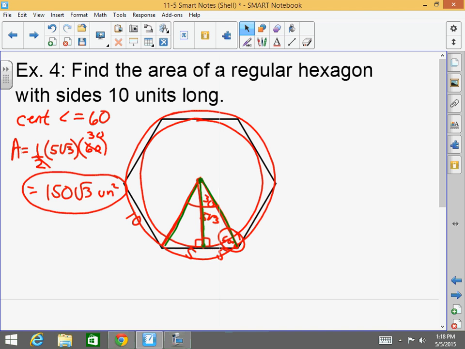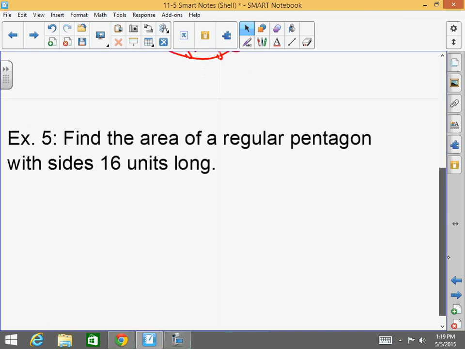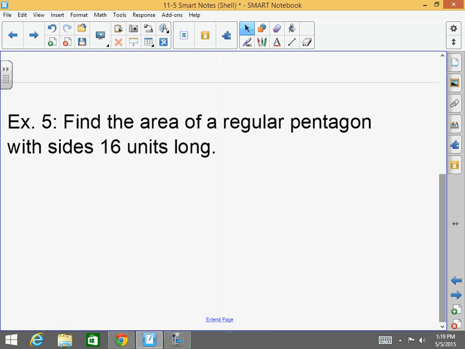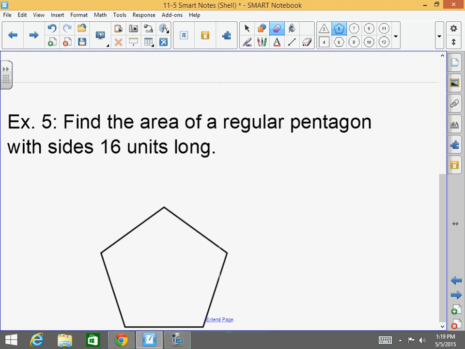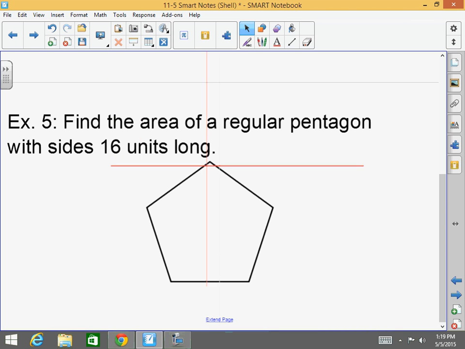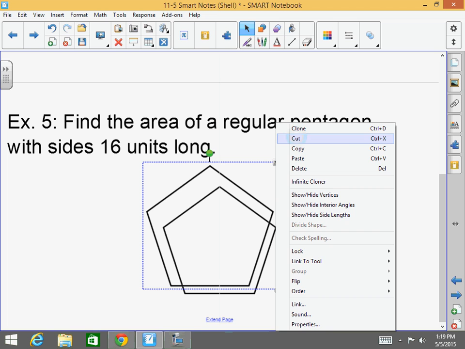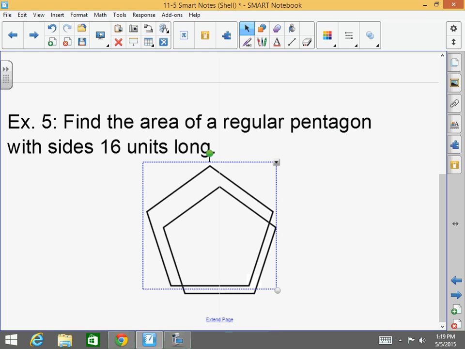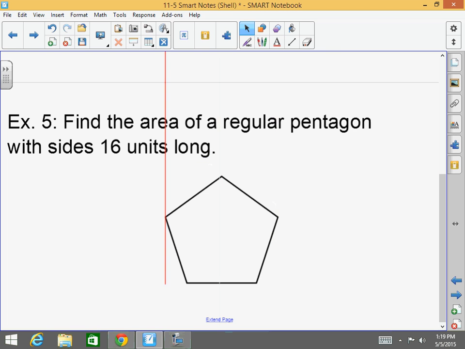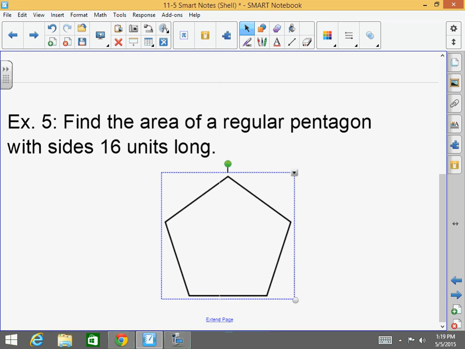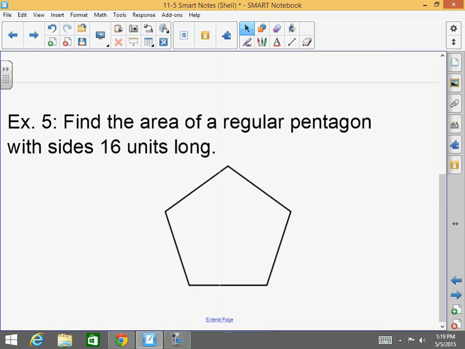Okay, and now the fun part. Find the area of the regular pentagon this time. Okay, we could say bye-bye to pretty little angles. This is where we have to use trig. Whoa. Now, please listen, guys. Please pay attention.